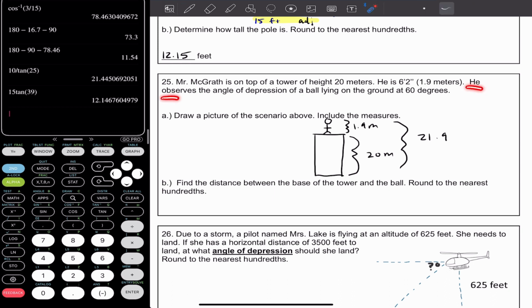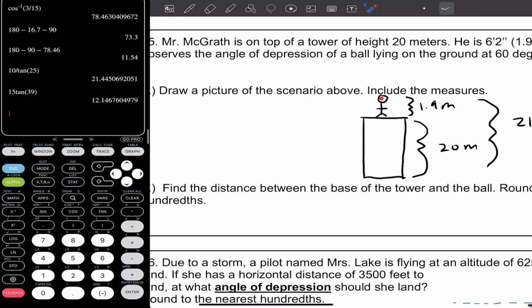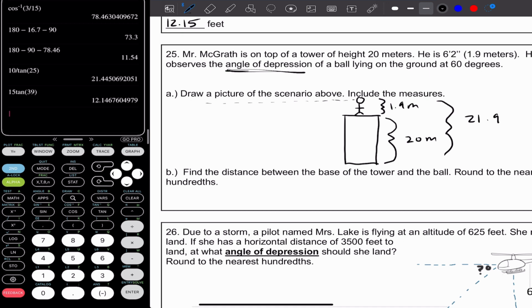And what does it say? He observes the angle of depression of a ball lying on the ground at 60 degrees. So there's Mr. McGrath. That's where his eyes are. Draw your horizontal line of sight. And since it's an angle of depression, you're going to be looking down. Okay, so there are the dashed lines. This is the horizontal line of sight, and we're dealing with an angle of depression, so he's looking down.